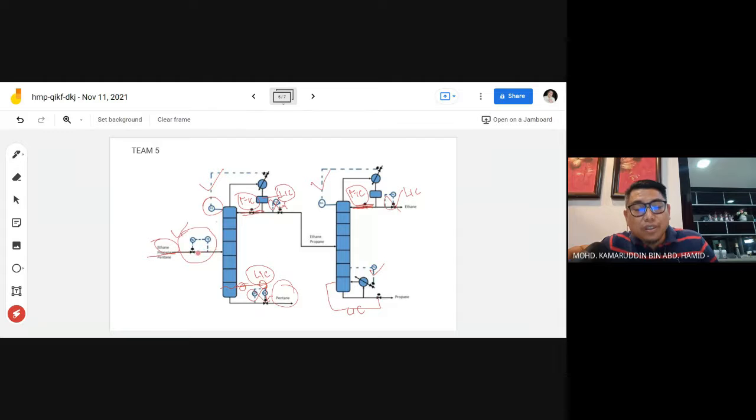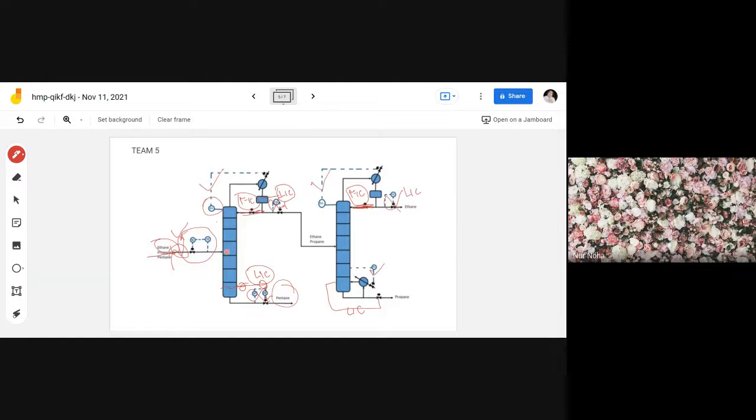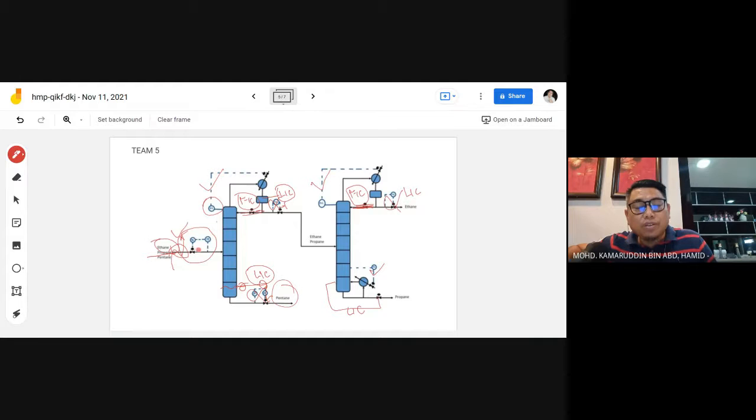Feed temperature, kalau you nak control, you need to have at least a utility sini. You need to have a cooler kalau you nak reducekan temperature, or you need to have a heater kalau you nak increase temperature. So you kena ada satu lagi utility here. Heater ataupun cooler. Baru you boleh control temperature of the feed. Kalau you just open and close flow rate, yang berubah adalah flow rate.